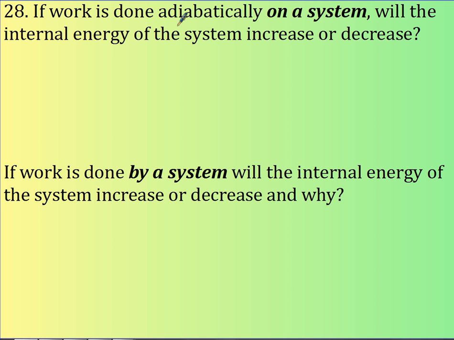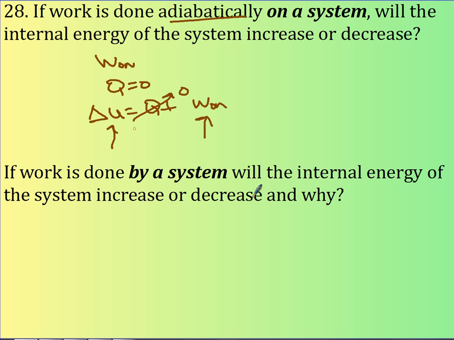If work is done adiabatically on a system, okay, so this is the work done on a system. Adiabatically means there is no heat, so Q is 0. So what happens to the internal energy? Delta U is Q plus the work done on. That's 0. So the change in internal energy, if work is done on, is going to increase.